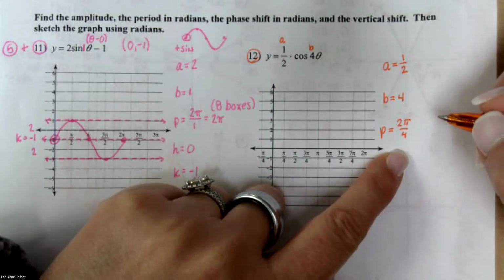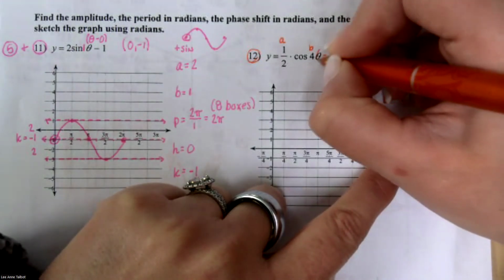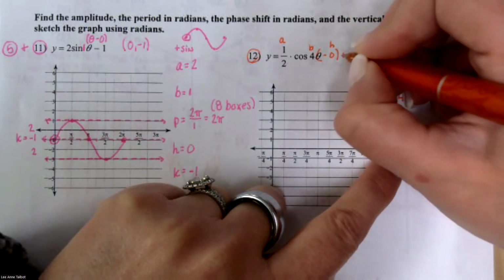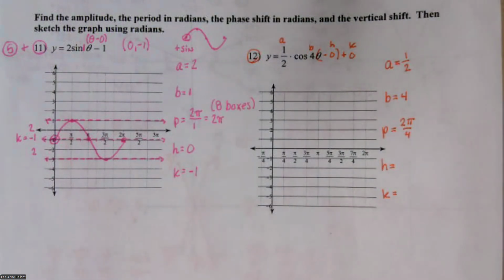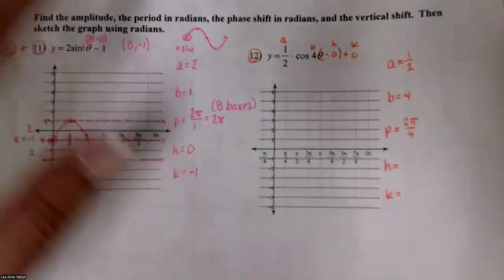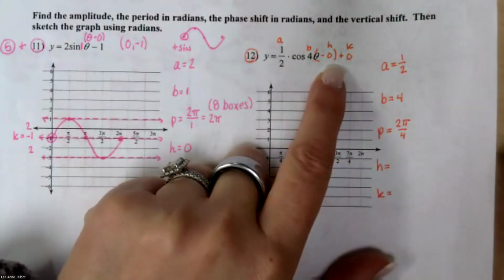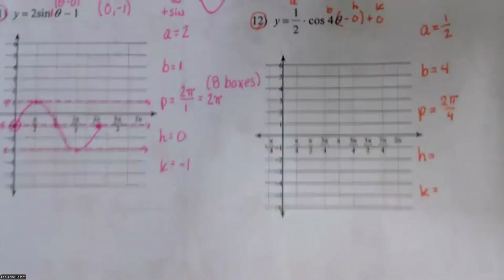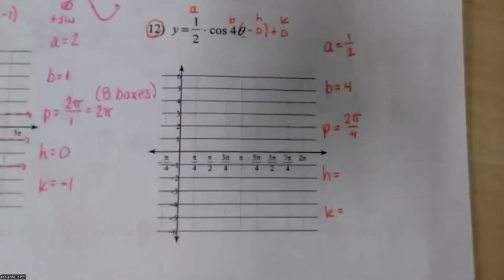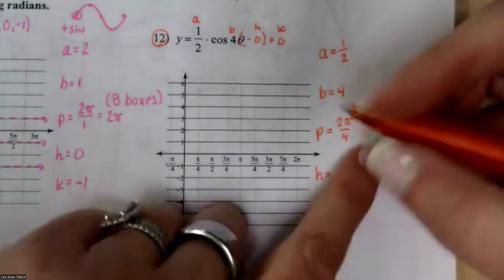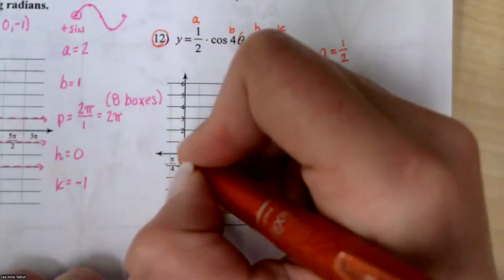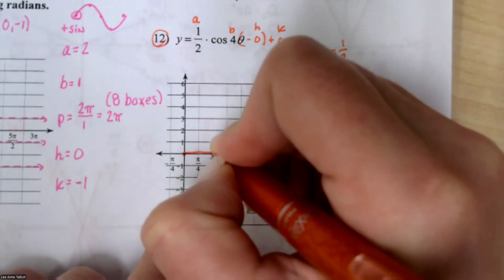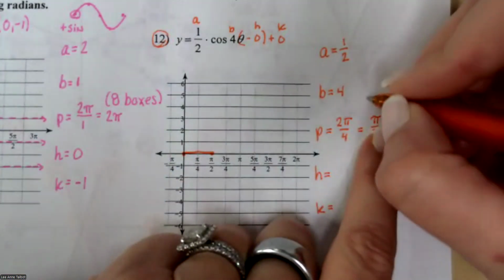Excellent question. B is always in front. It's the multiplier. Always feel free to add this on if that helps you. I always do that. Okay. 2 pi over 4 reduces to pi over 2, which I notice before I start my problem is 2 boxes.